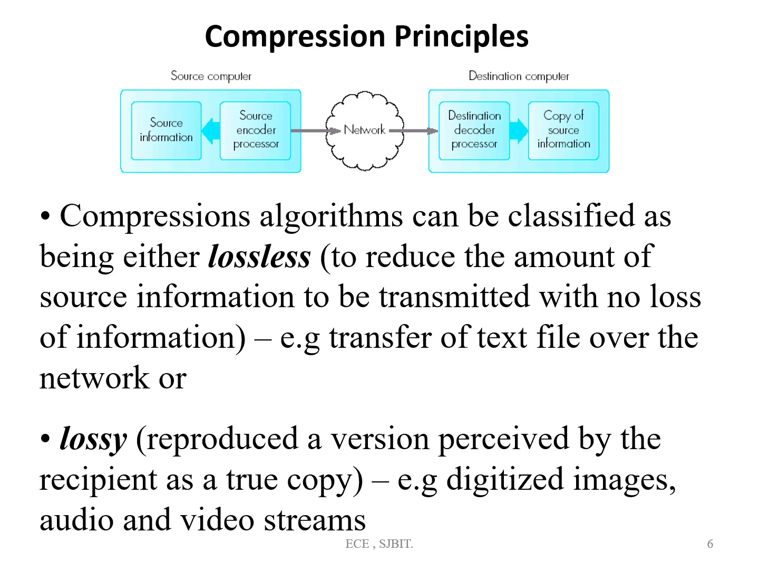Coming to the compression algorithms, they are classified as either lossless or lossy algorithms. The lossless algorithms are used to reduce the amount of source information to be transmitted with no loss of information, for example, the transfer of a text file over the network, whereas lossy compression is the reproduction of a version perceived by the recipient as a true copy. A few examples are digitized images and audio and video streams.